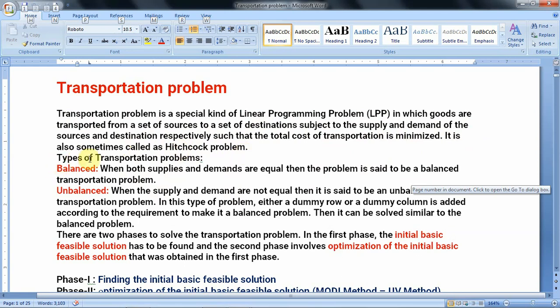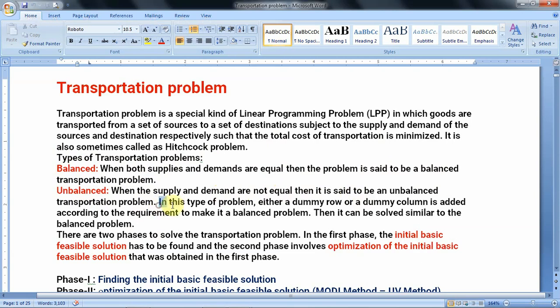So, what are the types of transportation problems? Here this is a matrix model. That one first. So here balanced and unbalanced types of transportation are there. So what is balanced? When both total supplies and total demands are equal, then the problem is said to be a balanced transportation problem. Next, unbalanced. When the supply and demand are not equal, then that is called an unbalanced transportation problem.